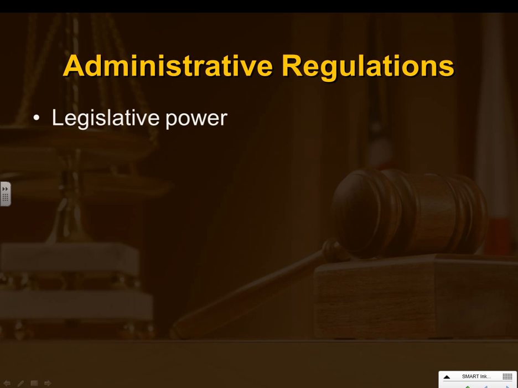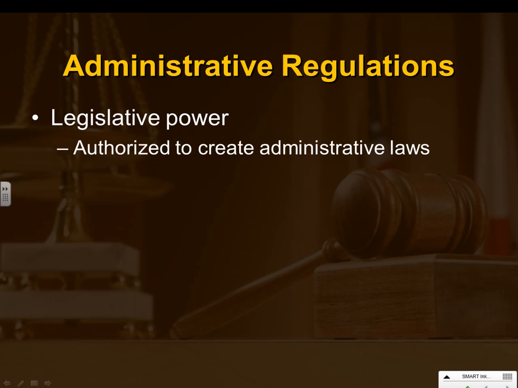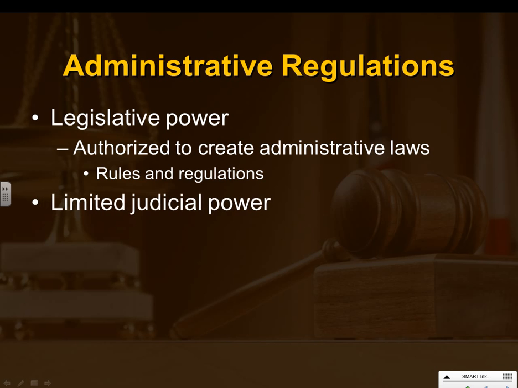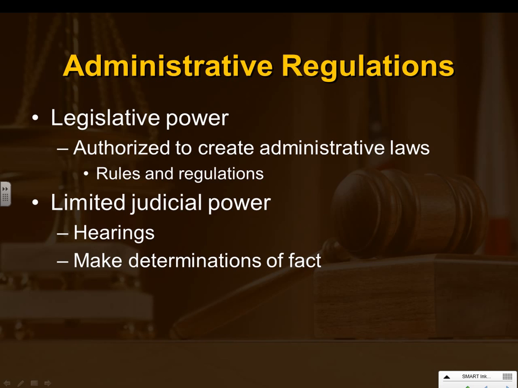Legislative power means the agency is authorized to create administrative laws, also called rules and regulations. The Federal Social Security Administration might establish rules for determining when a student is a dependent or a widow or widower and qualify to receive Social Security payments. The Social Security Administration might, for example, hold a hearing that decides whether a particular student is in fact a dependent.